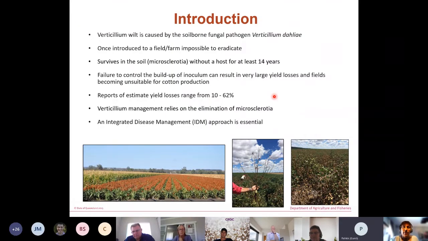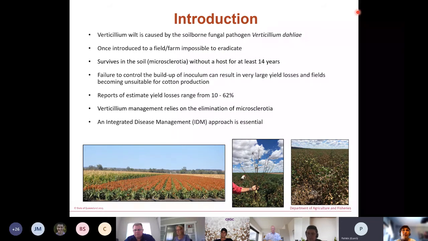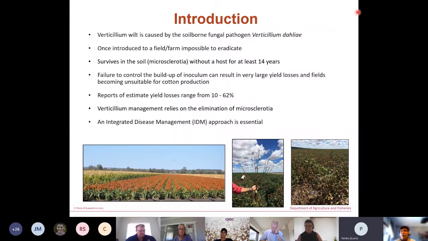So firstly, just a very quick introduction, which I'm sure you actually don't need. You all know what Verticillium wilt is, otherwise it probably wouldn't be on today. But it's caused by the soil-borne fungal pathogen Verticillium dahliae. And once introduced to a field or farm, it's virtually impossible to eradicate. It survives in the soil for a very, very long time, so reports of at least 14 years.